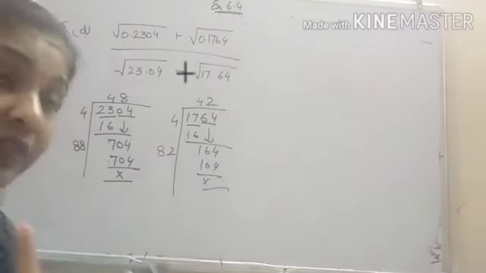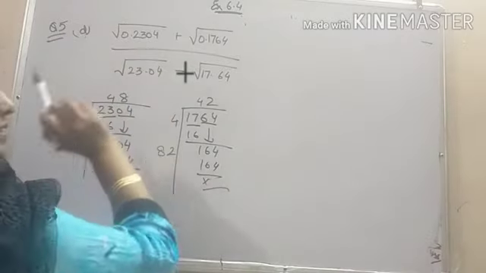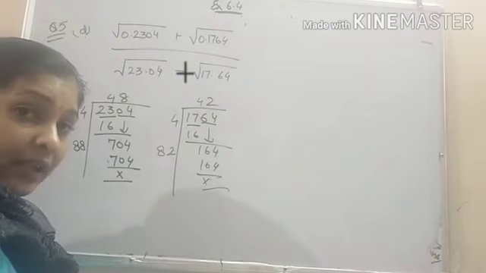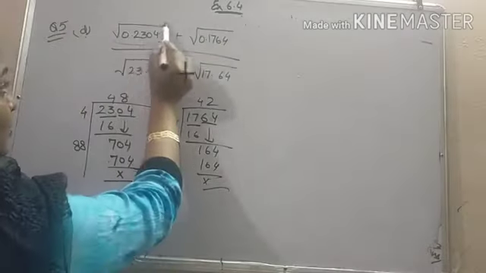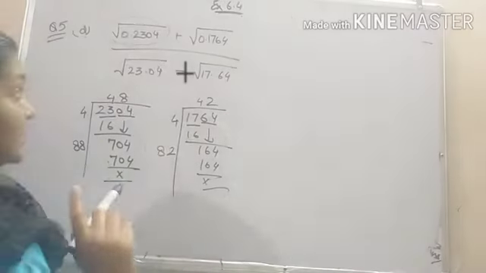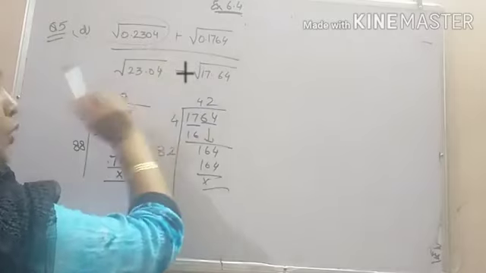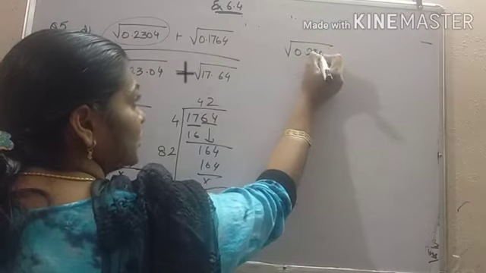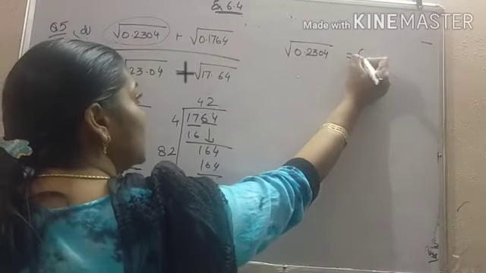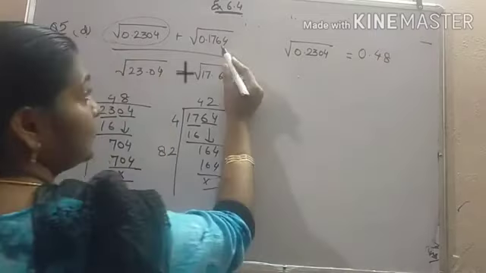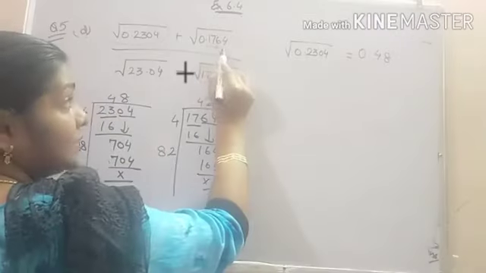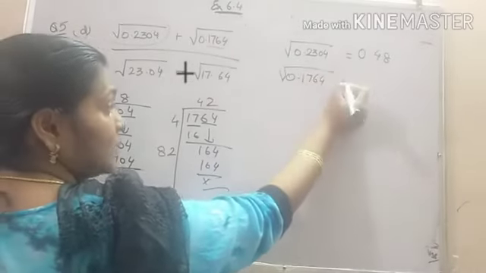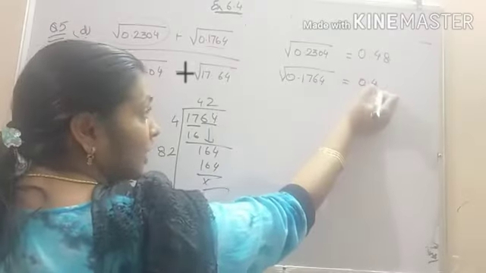Now I told you in previous modules that the number of digits in the square root is half that of the given number. So in the square root of this number, the number of digits after the decimal will be 2, half of 4. So under the root, 0.2304 will be equal to 0.48. Similarly, in this one, the number of digits after the decimal in the square root of this number will be 2. So it will be 0.42.